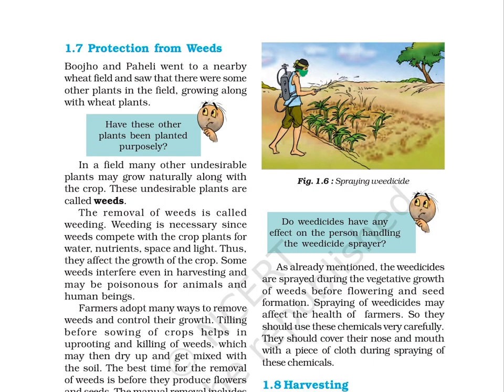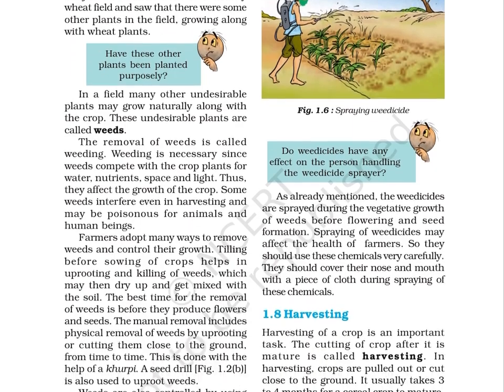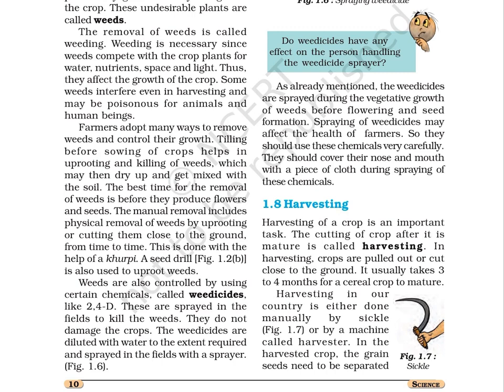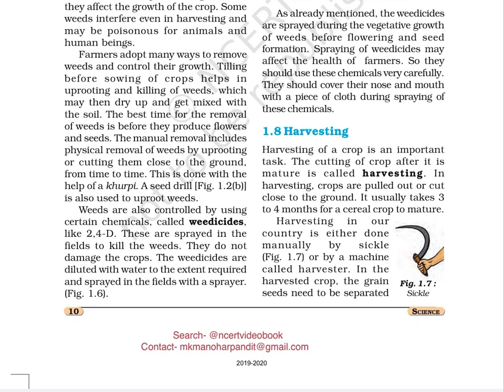Weeding is necessary since weeds compete with the crop plants for water, nutrients, space, and light. Thus, they affect the growth of the crop. Some weeds interfere even in harvesting and may be poisonous for animals and human beings. Farmers adopt many ways to remove weeds and control their growth. Tilling before sowing of crops helps in uprooting and killing of weeds, which may then dry up and get mixed with the soil. The best time for the removal of weeds is before they produce flowers and seeds.